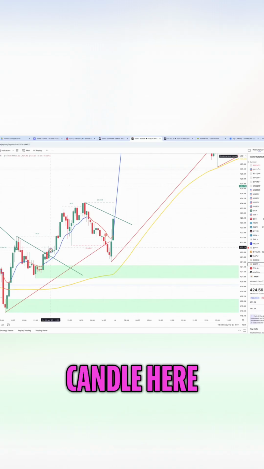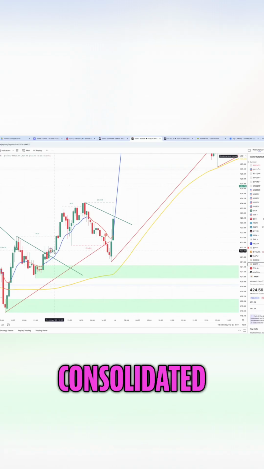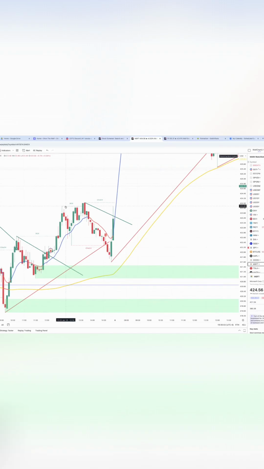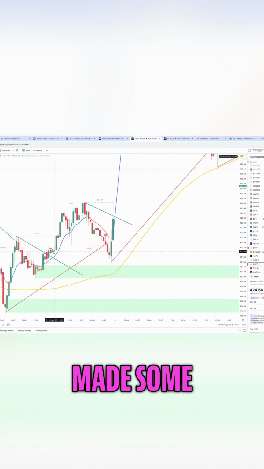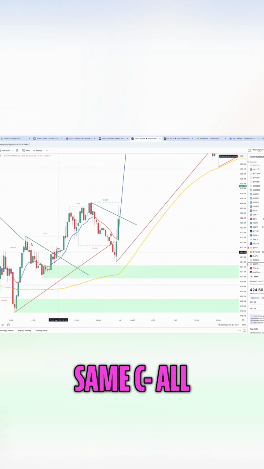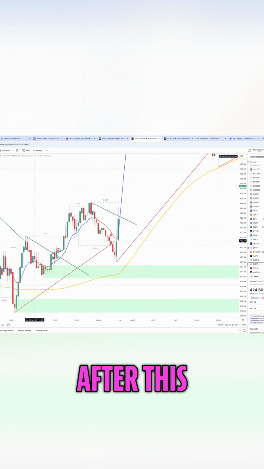So we got our floating candle here. And you see price consolidated, came a little bit closer to the 12, and then we shot up and made some money going to the upside here. So for all your trades, you're looking at after this trend line.